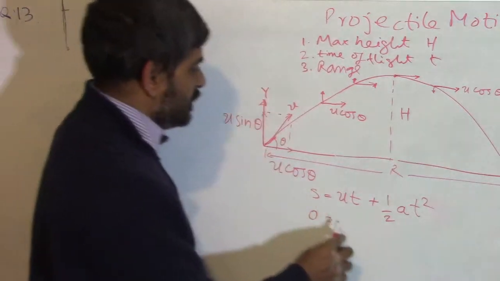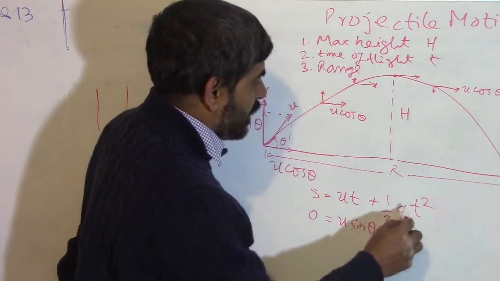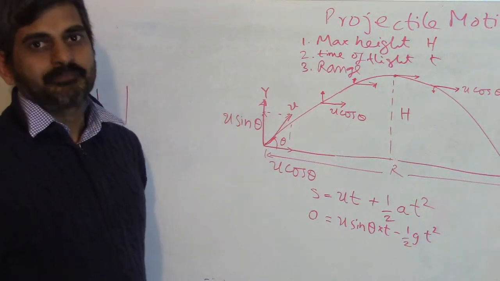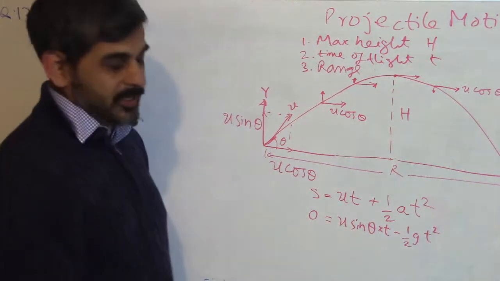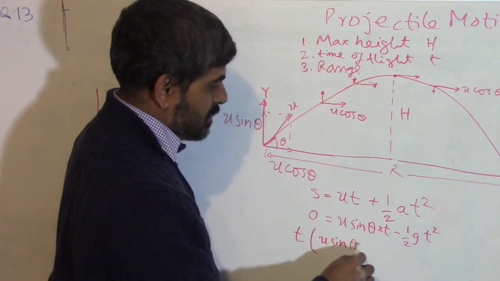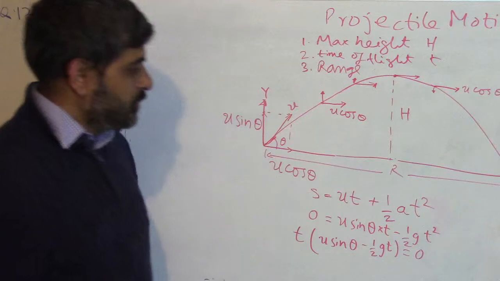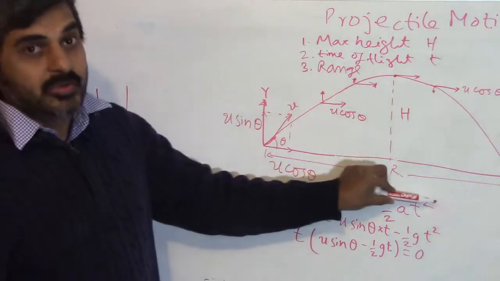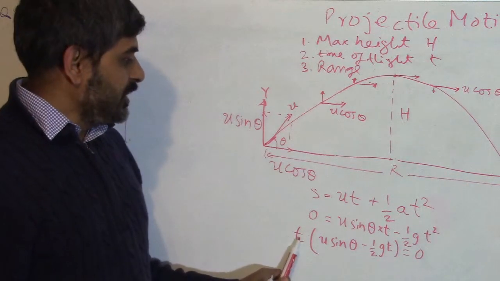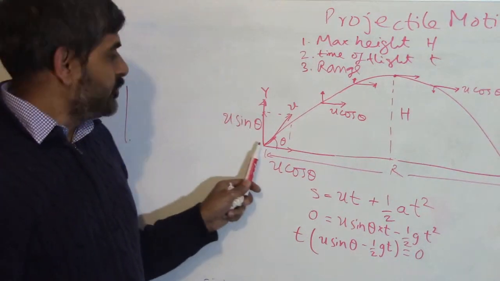What is the vertical velocity here? u sine theta, into t, and a is minus g, so this is half g t square. There are 2 t's, don't cancel it yet, just understand it. t multiplied by (u sine theta minus 1 upon 2 g t) is equal to 0. This condition is satisfied, that is, the vertical displacement is 0 at 2 times. When t is equal to 0, obviously the vertical displacement is 0 because the ball has not yet moved.